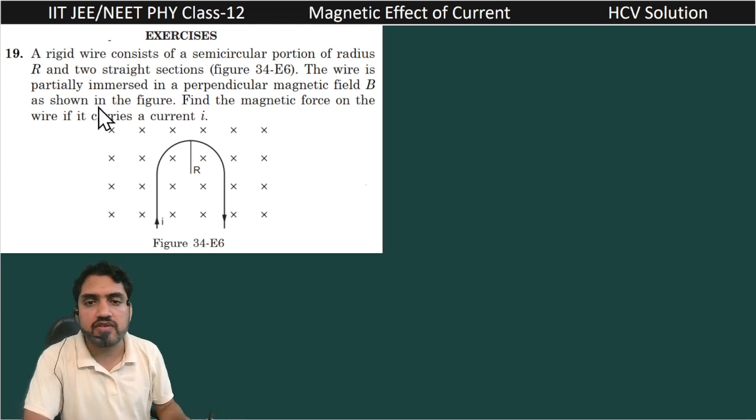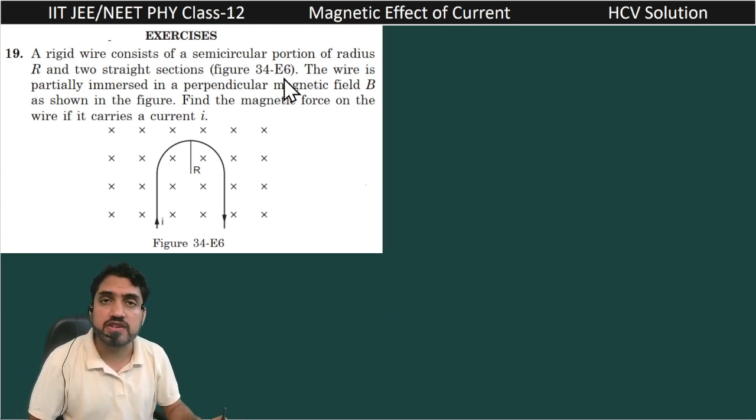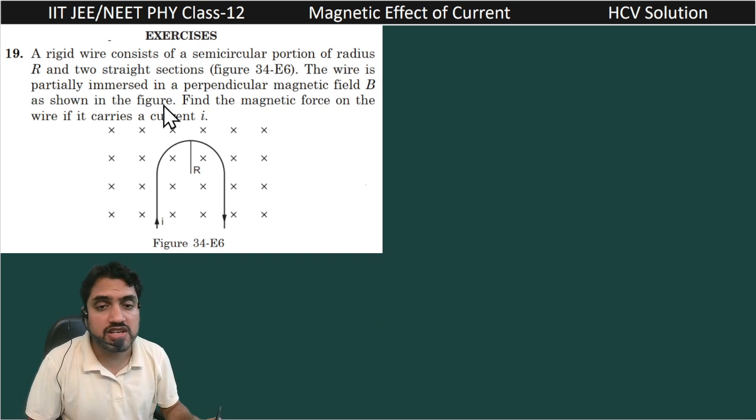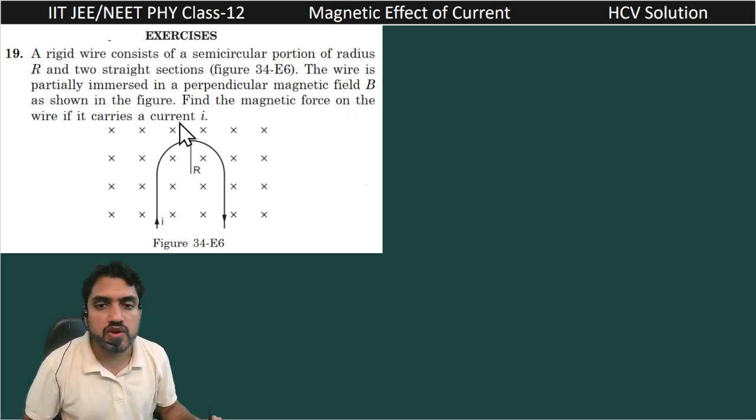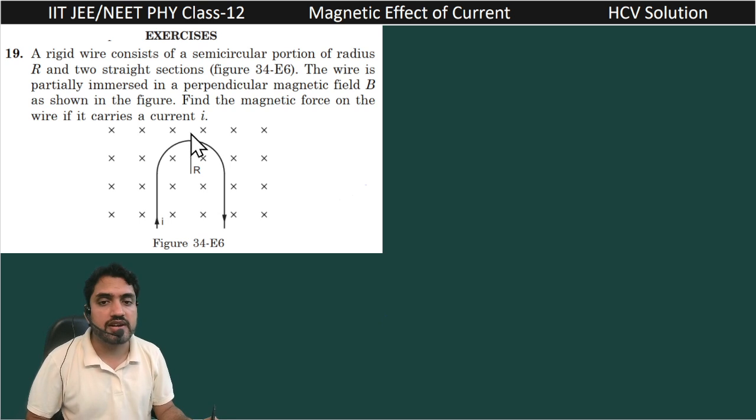A rigid wire consists of a semicircular portion of radius r and two straight sections. The wire is partially immersed in a perpendicular magnetic field B as shown in the figure. Find the magnetic force on the wire if it carries current I.